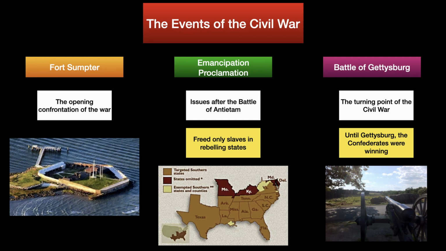Now, the Emancipation Proclamation is greatly misunderstood in a lot of ways. It freed only the slaves in rebelling states. So if you're looking at the map, you can see Missouri, Kentucky, Delaware, Maryland. Those are states that have slaves, but they did not leave the Union. So therefore, Lincoln did not free the slaves there because, realistically, he's probably afraid that he doesn't want those states to join the South if their slaves are taken away.